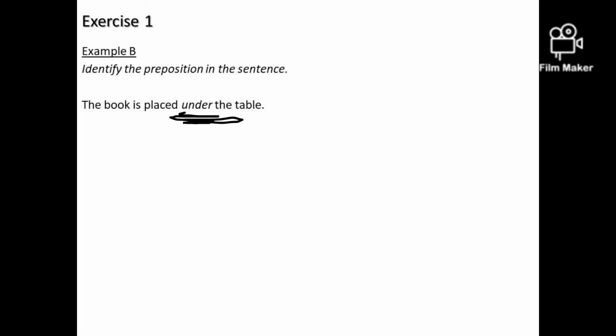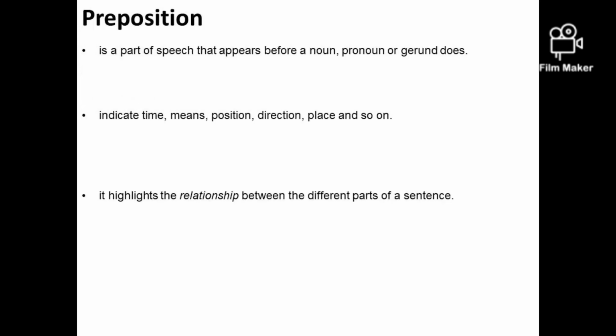Under the table. That's the positioning of the objects that we are looking for. We're looking for a book. Where is this book? Under the table. So that is how prepositions get to work. They indicate time, position, means, direction, place, and so on.